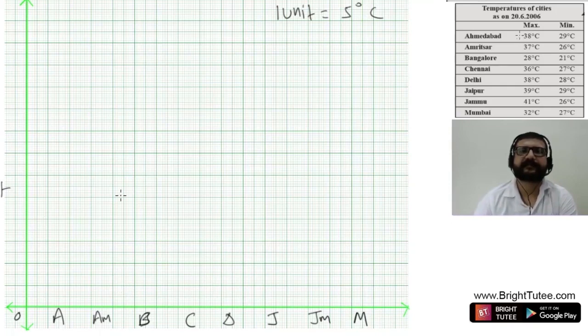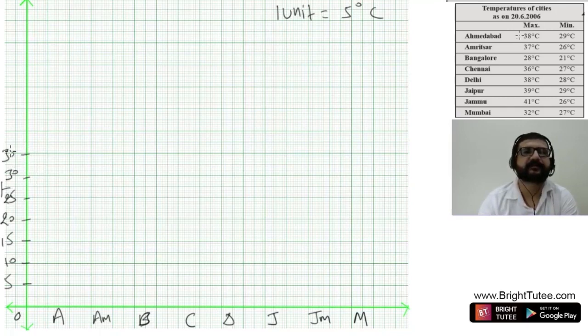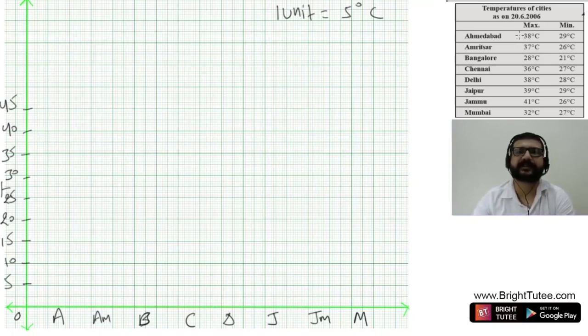And now since the scale is 1 unit is equal to 5 degrees Celsius, so let's mark the numbers here. It will be 5, 10, 15, 20, 25, 30, 35, 40, and then 45. Now till here it is enough because the maximum temperature shown here is 41 degrees.